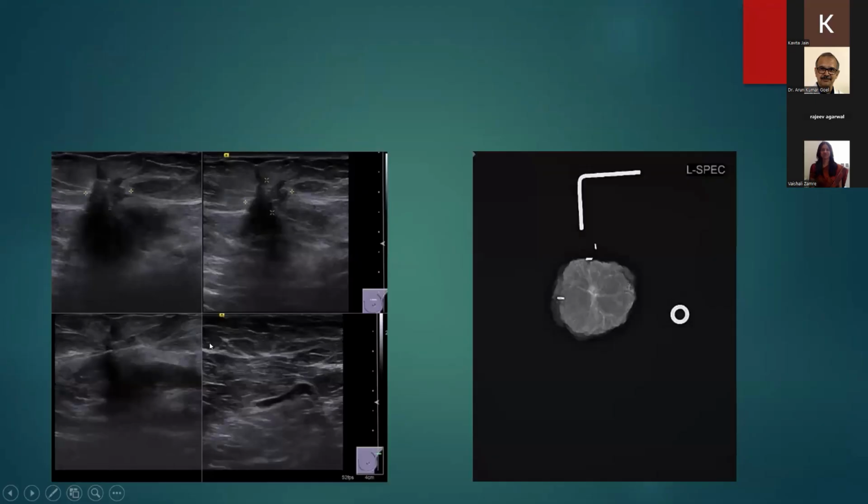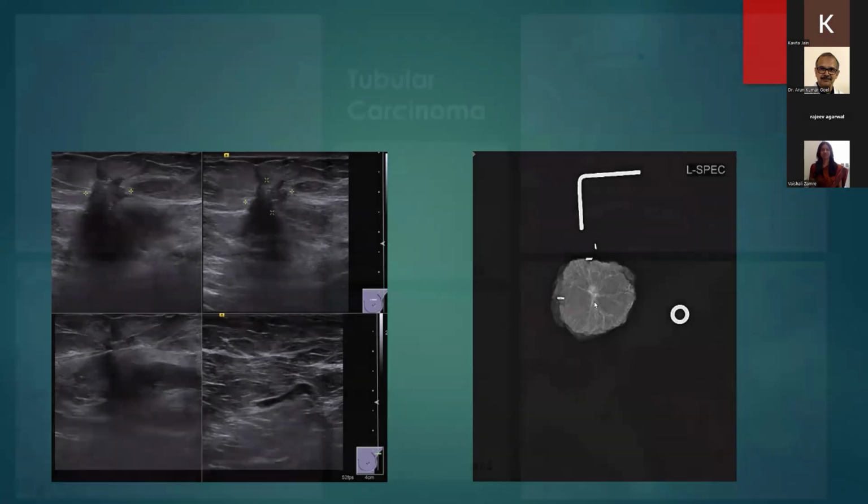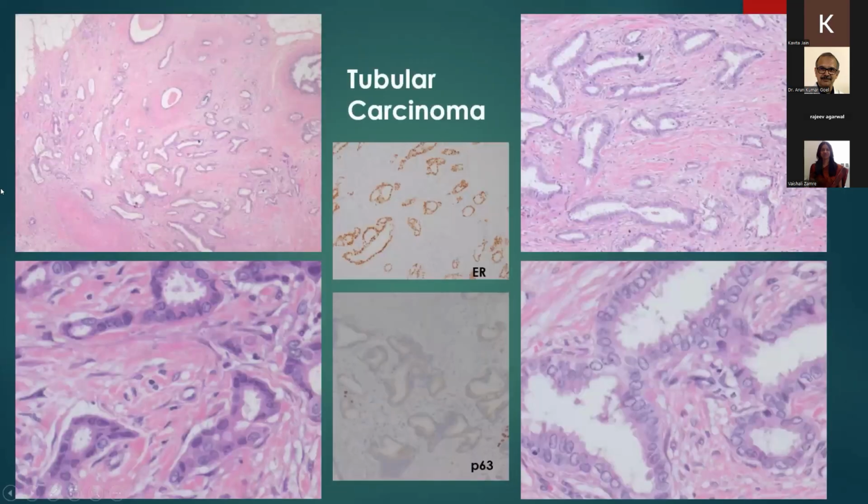Coming on to our next case. So this is case 2, where again, we had a small lesion with spiculated, angulated, radiating margins. And on histopathology, you see these tubules in the desmoplastic type of stroma. So this is a classical tubular carcinoma.